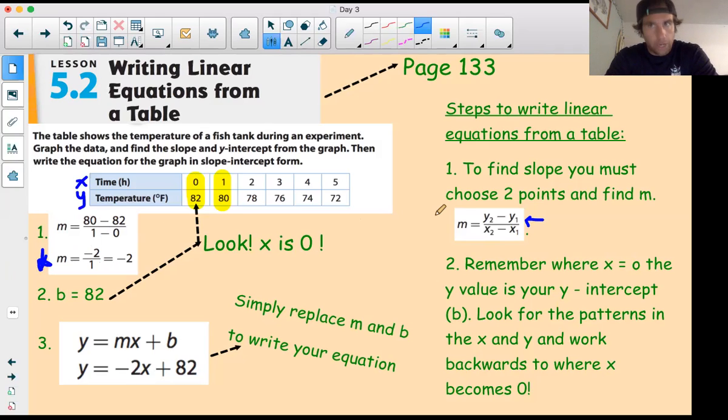Now, there's a trick to find the y. Now you got to find b. If I found m, that's step 1. Now you got to find b, which is the y-intercept. Once you find those 2 values, you're done. You could write the equation and move on.